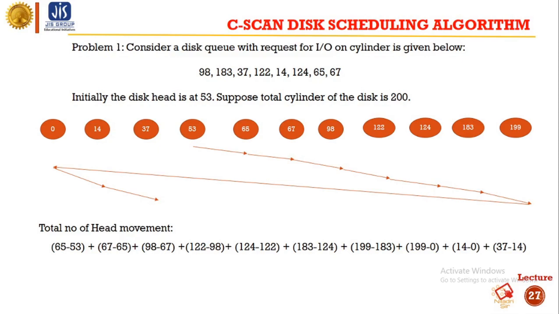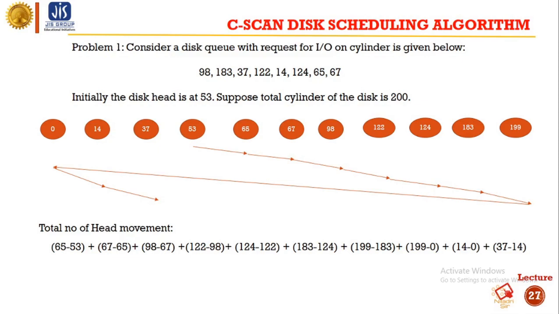From 98 we have moved to 122, so the total head movement is 122 minus 98. From 122 to 124, so 124 minus 122. From 124 to 183, so 183 minus 124. From 183 to 199, so the total head movement is 199 minus 183.